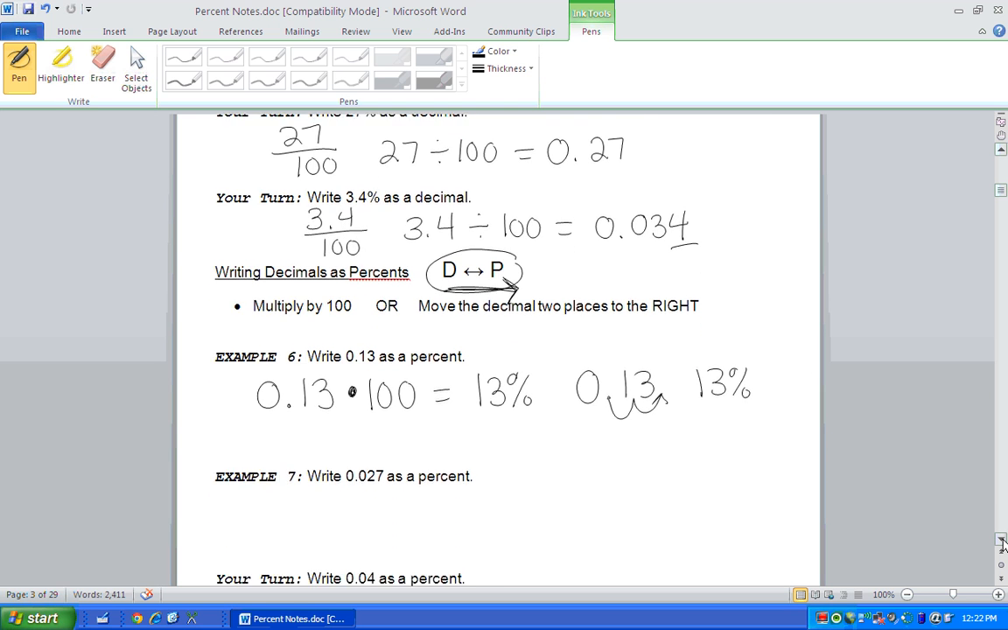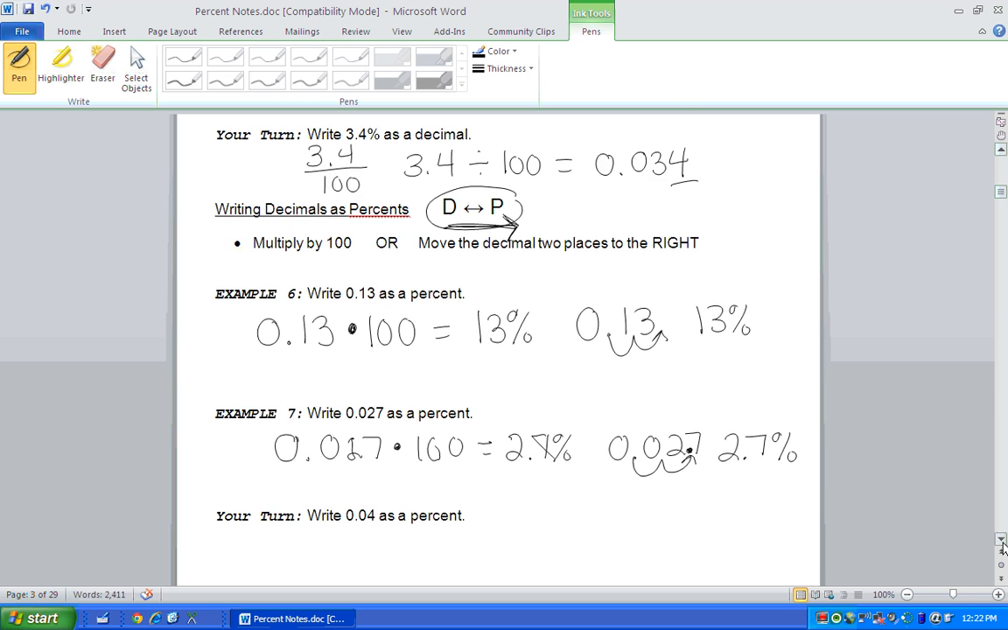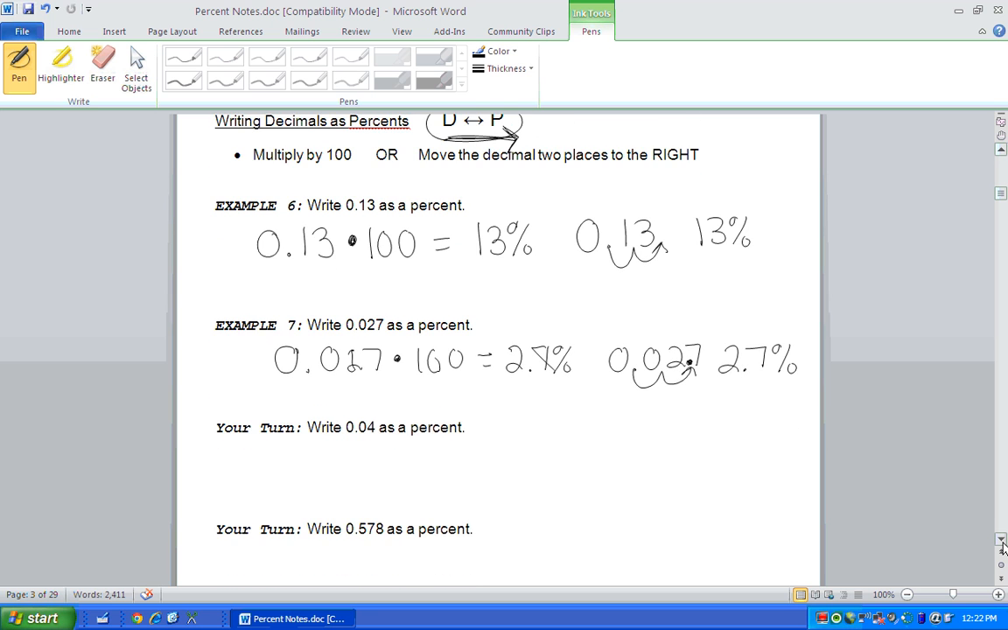For our next example, remember you have two options. You can either multiply by 100, and for that you would get 2.7%, or you can take the decimal and move it 2 place values to the right, tenths, hundredths, so the decimal would be right there, so it would still be 2.7%. All right, go ahead and pause the video again and try the next two examples to see if you understand this.